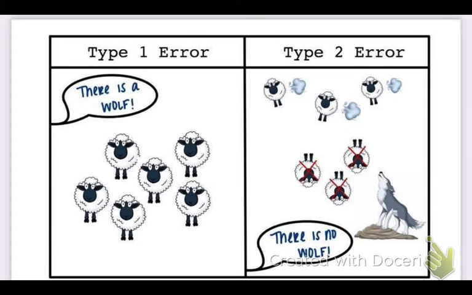Type 1 error, there is a wolf. Type 2 error, there is no wolf. A lot of students like this one because the type 1 error is the first error that the boy makes in the story. He says that there is a wolf, but there is none. And then you just have to flip it for the type 2: there is no wolf, but there is one.